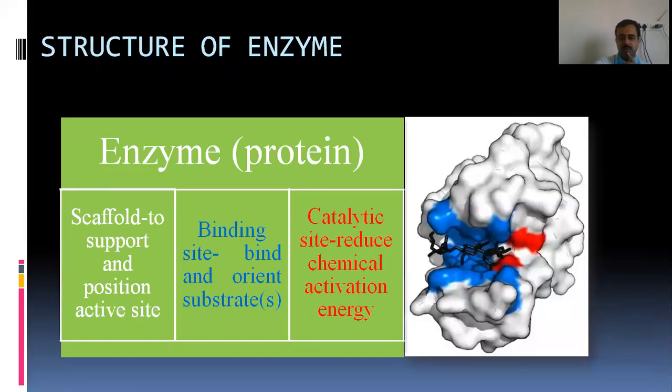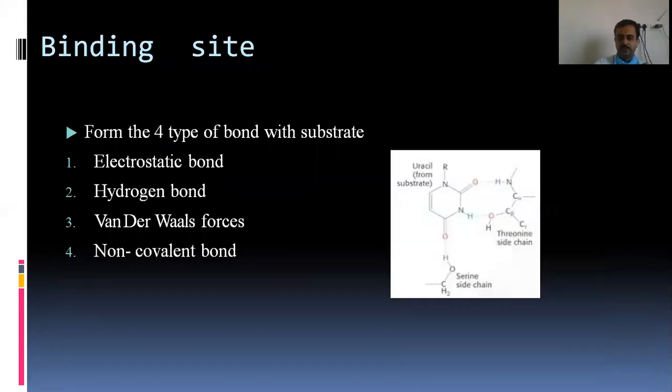The structure of the enzyme: what are its features? A scaffold to support and position the active site, binding orientation of the substrate, and a catalytic site that reduces chemical activation energy. So these are all specificities of a particular enzyme. The structure of an enzyme is very specific.